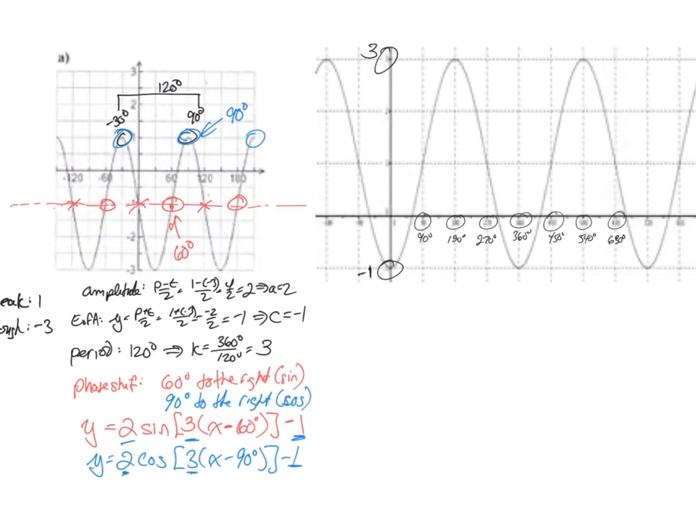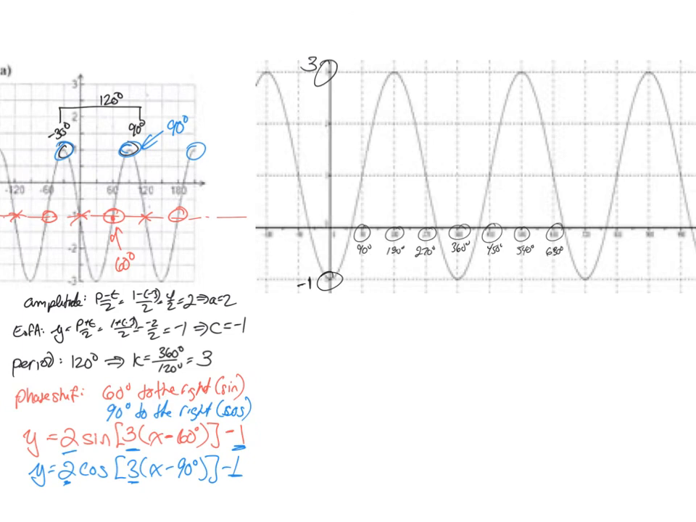Okay, so let's look at the next example. Let's give that a go. Again, the easiest thing for me to do is quickly identify the peak and the trough. What's the highest point? Well, that's 3. And the lowest value is minus 1. So from there, I could get the amplitude.